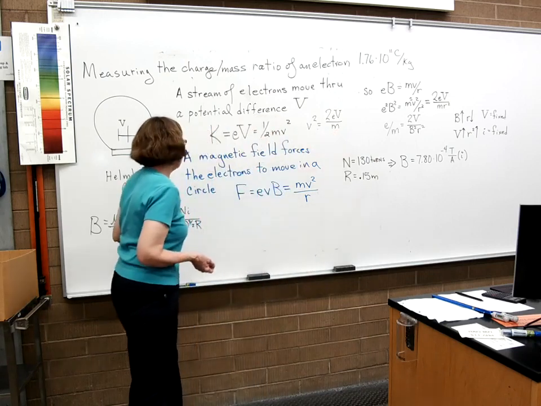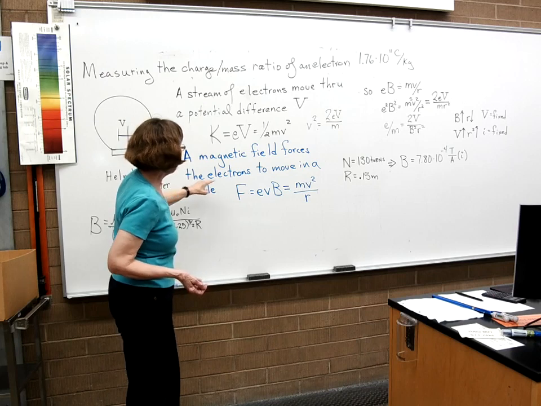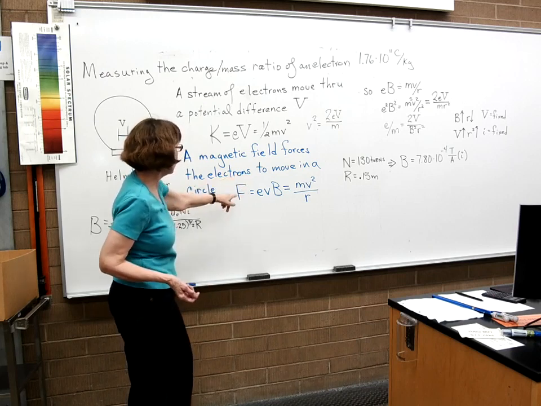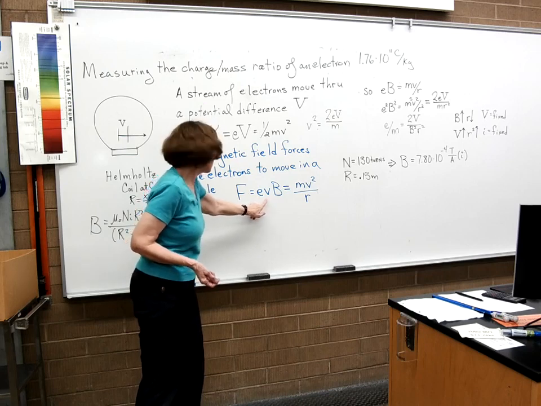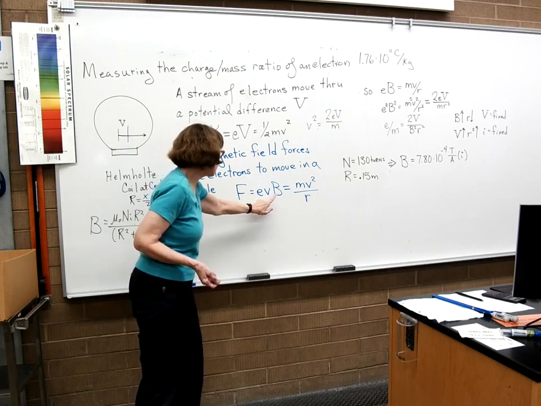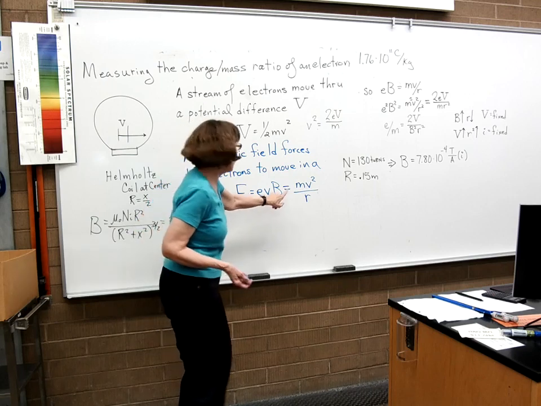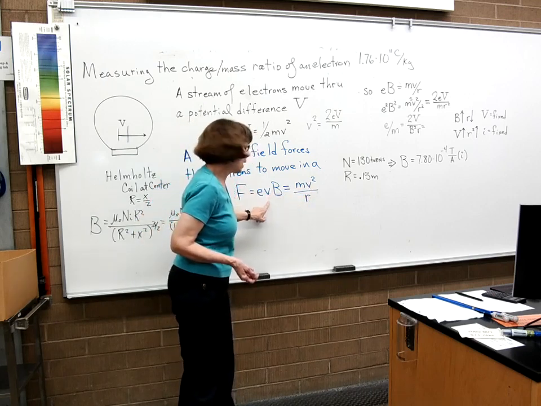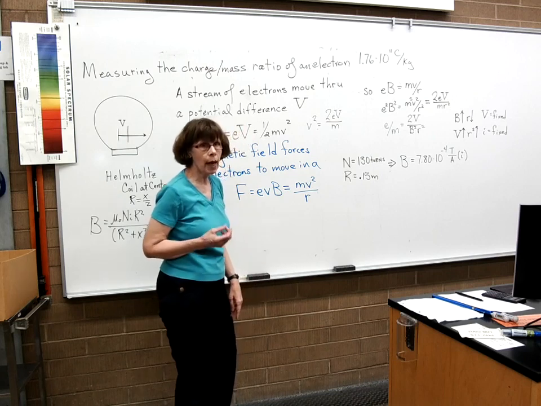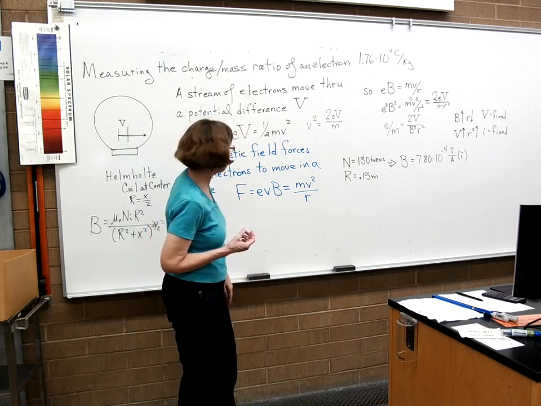A magnetic field forces the electrons to move in a circle, so in that case the force would be equal to the charge on the electron times the speed times the magnetic field. That would be equal to mv squared over r, because the magnetic field force is acting as a radial force.